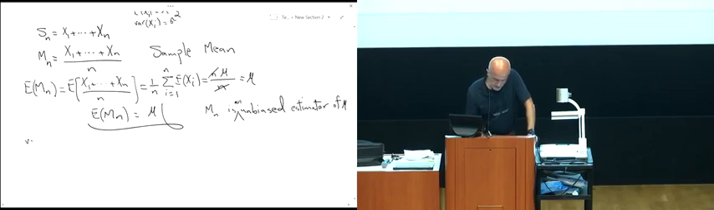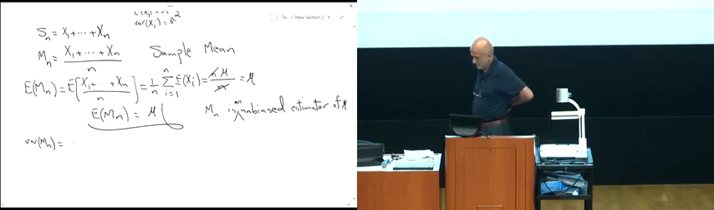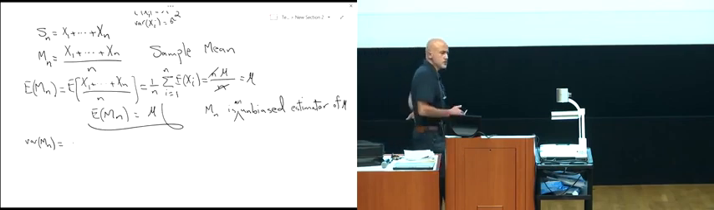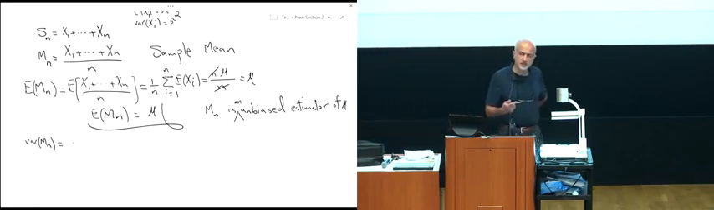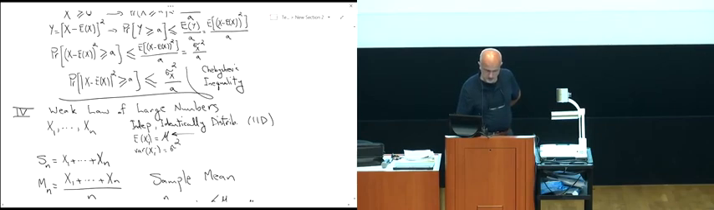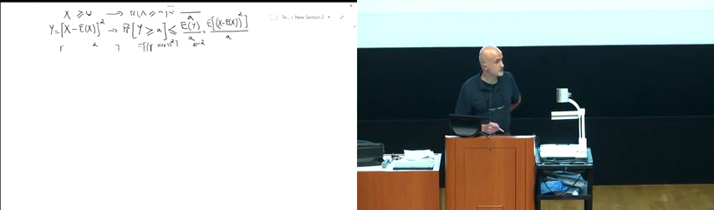And what's the variance of Mn? Can you work that out with your neighbors? Why do I need the variance? What do I want to show with the variance? You should also be asking that in the back of your minds. What does Chebyshev's inequality have on the right-hand side? It's got the variance.